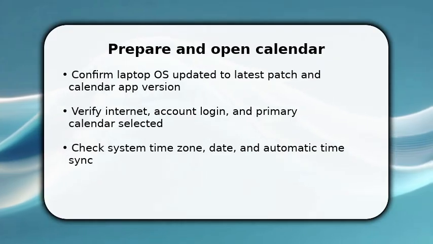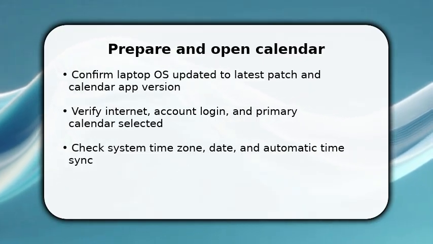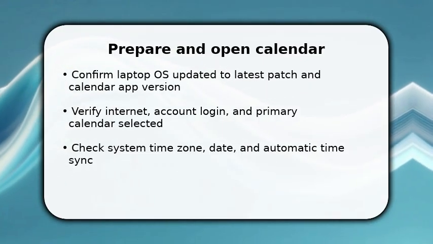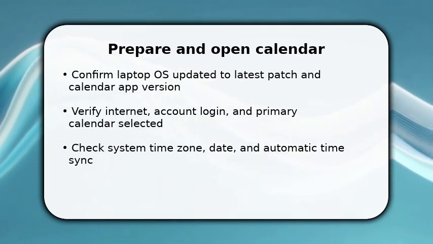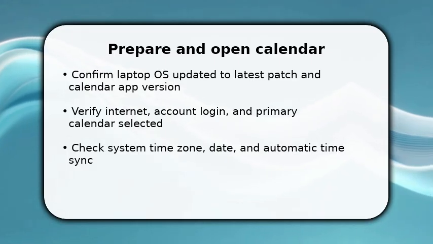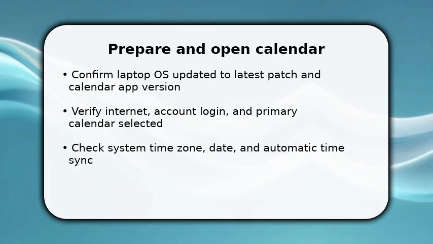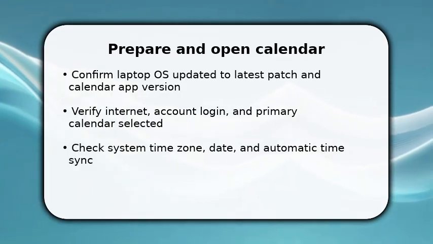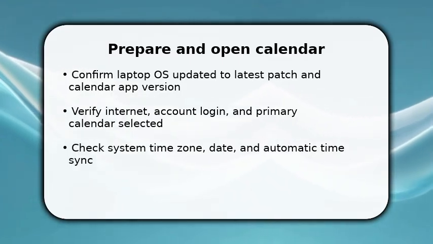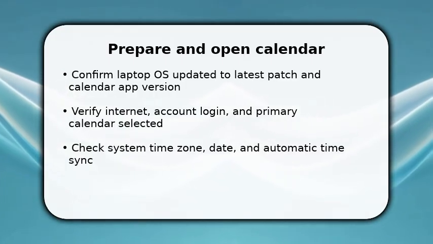You start by ensuring a few essentials so the fix works. First, make sure your laptop has the latest OS and calendar app updates. That prevents known bugs. Once done, confirm you're logged into the correct account and that the primary calendar is selected. Then, make sure system date, time, and time zone are accurate and set to automatic. Incorrect time often blocks sync. Now open the calendar app and keep this session active while you proceed.